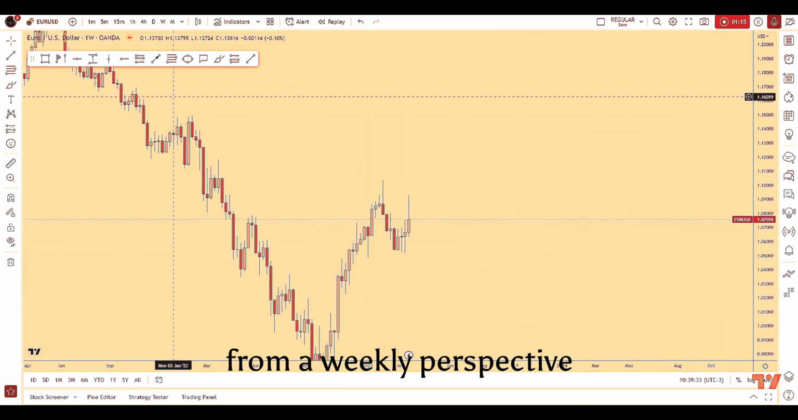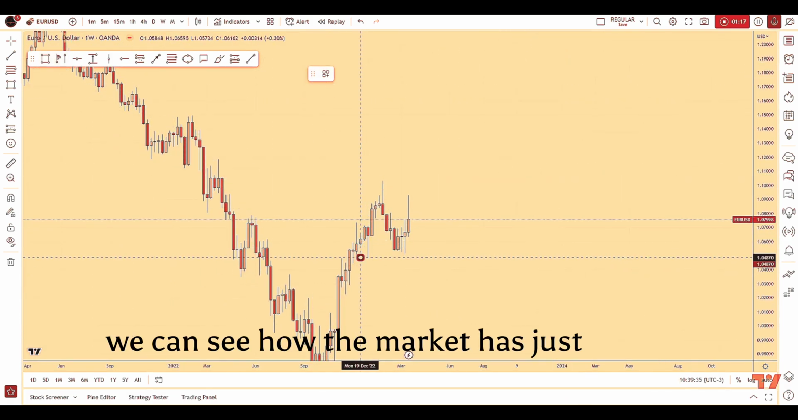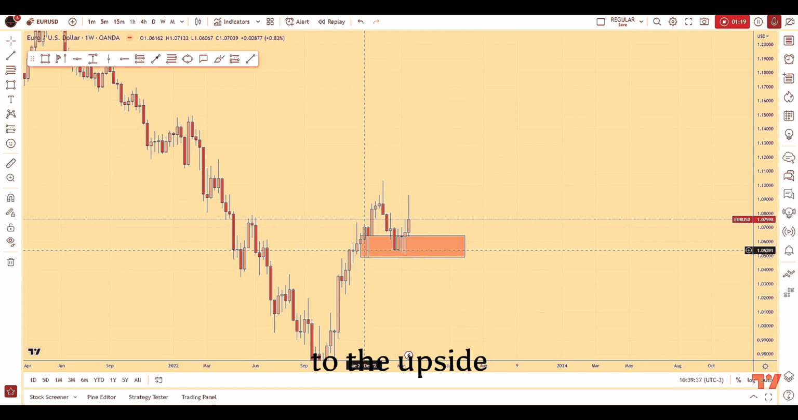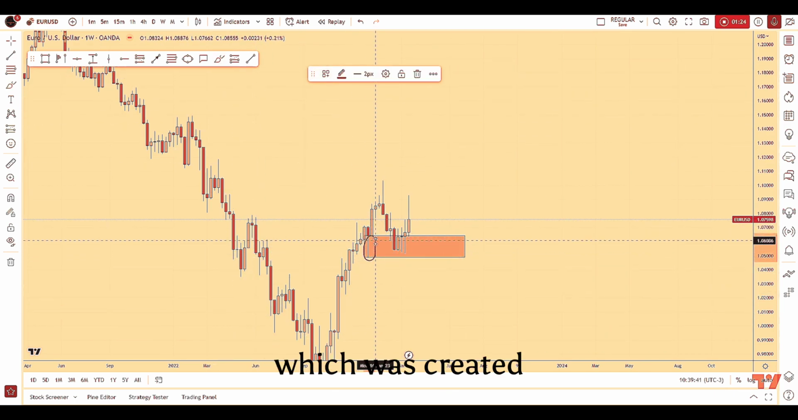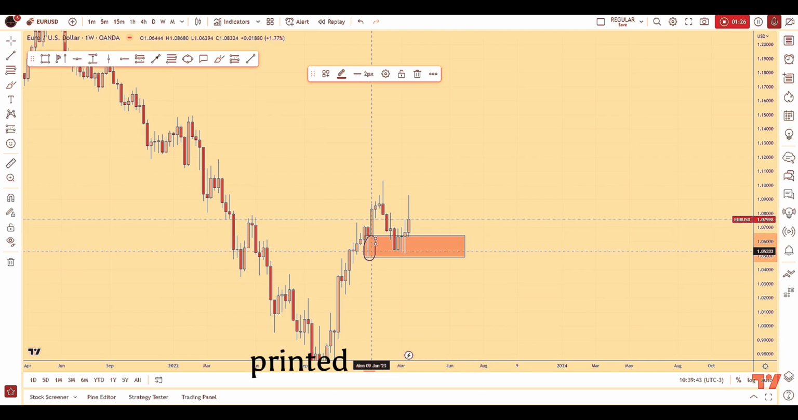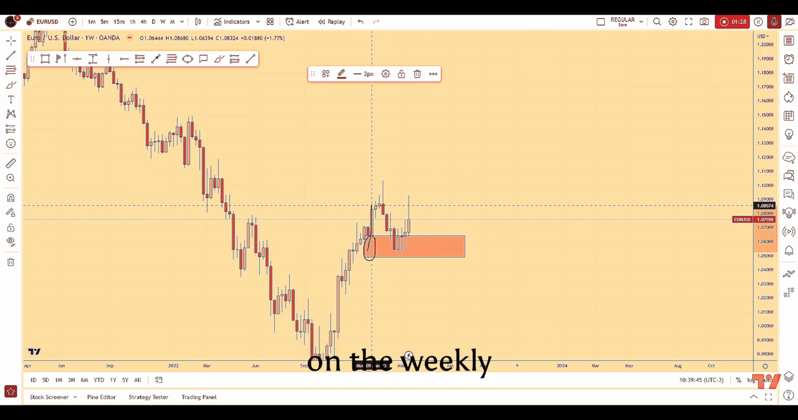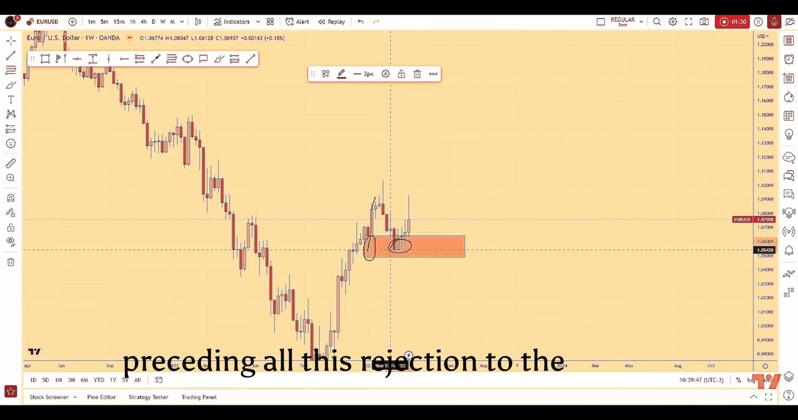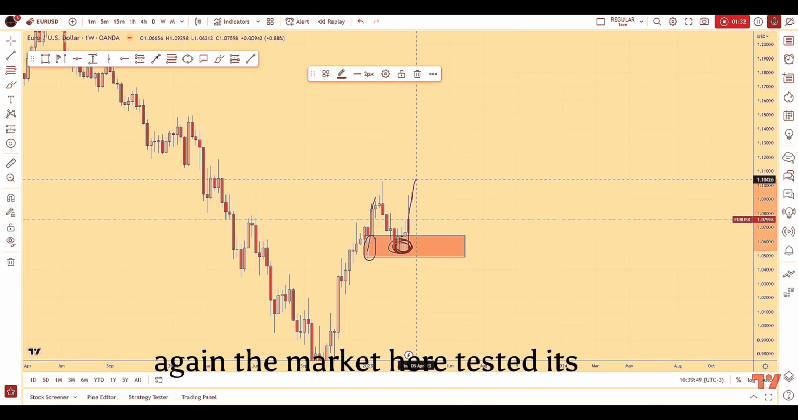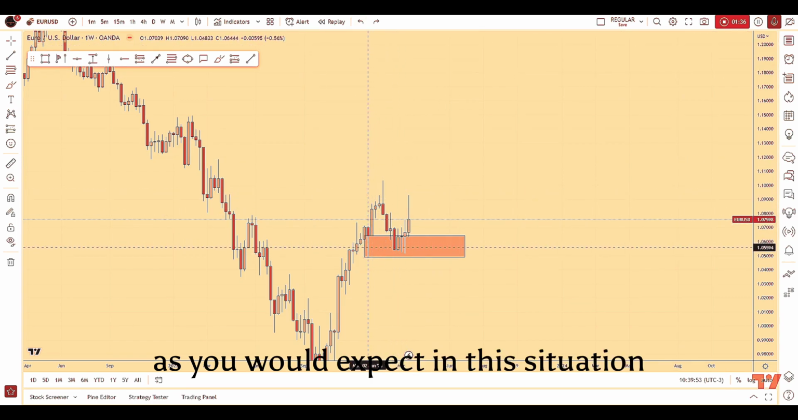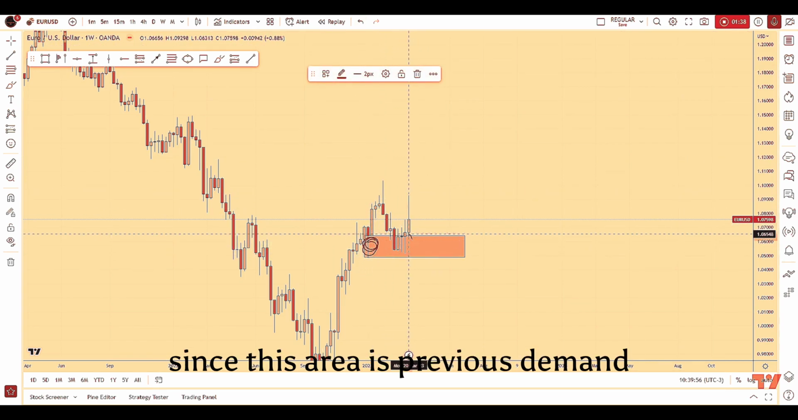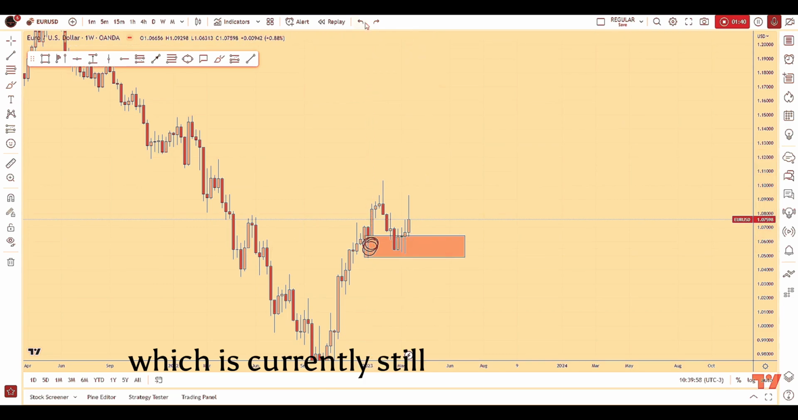Now, from a weekly perspective, we can see how the market has just started rejecting to the upside this area of previous weekly demand and support, which was created when the market printed this wick here on the weekly, preceding all this rejection to the upside. Again, the market here tested its zone and started rejecting it to the upside, as you would expect in this situation, since this area is previous demand, which is currently still acting as demand.